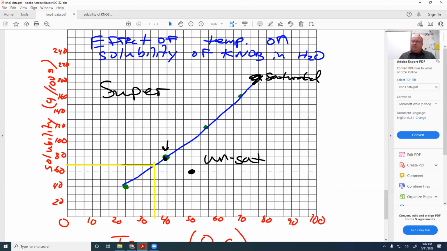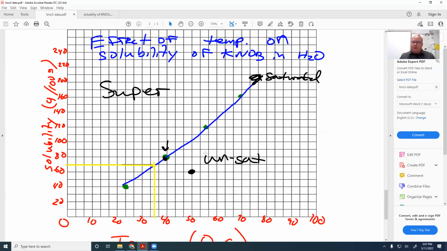This line, that was the line that we made when it was crystallizing, and that line is called the saturation point. That's where the maximum amount of solute fits into the solvent. Everything above this line, if a substance is above this line, it's in the supersaturated zone.